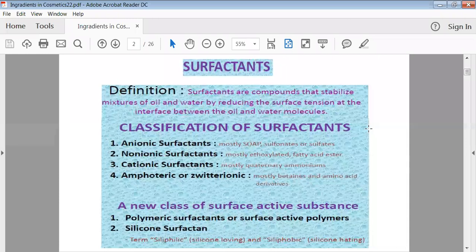So these anionic surface active agents, or anionic surfactants, are mostly used for the soap as well as the sulfonates as well as the sulfates. So they are used as a soap. Then non-ionic surfactants are mostly ethoxylated fatty acids as well as the esters. Then cationic surfactants are mostly quaternary ammonium compounds. Then amphoteric compounds are the betaines as well as amino acids and their derivatives. And some other classes of surface active agents are utilized nowadays, that is polymeric surfactants and silicone surfactants.